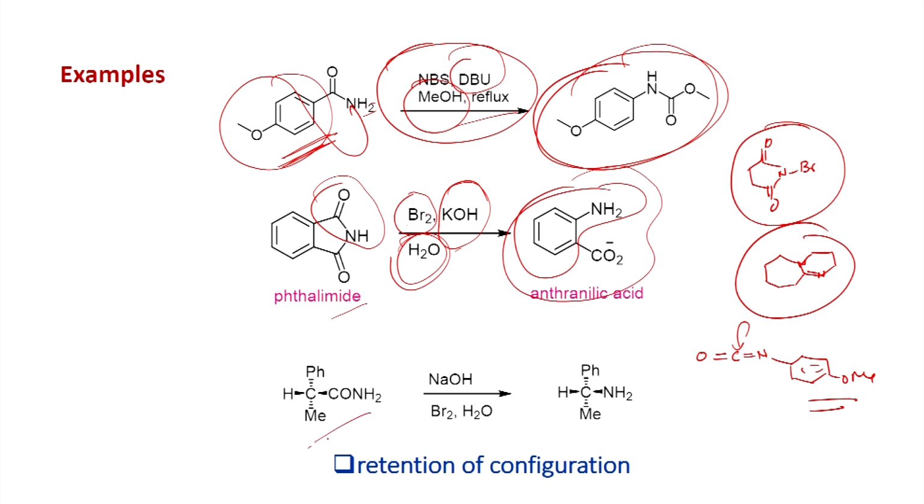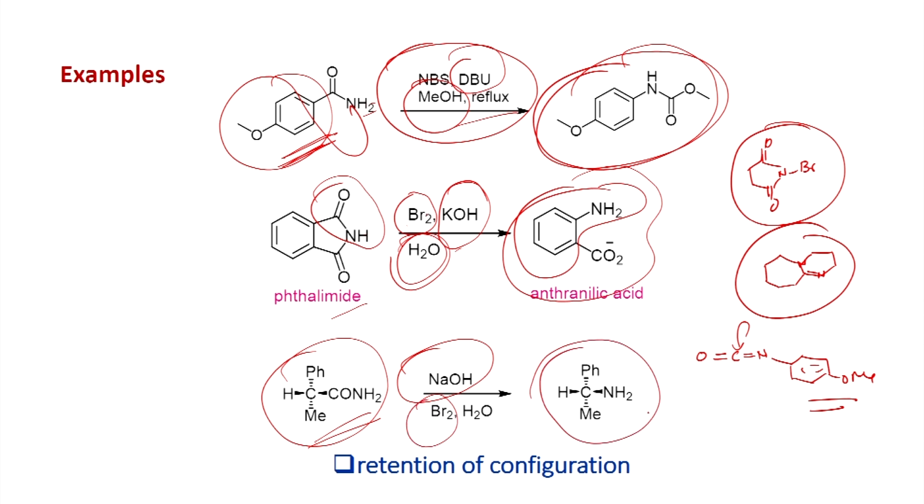Now, let us look at this amide. It has a chiral center. When you react this optically active one with aqueous sodium hydroxide in the presence of bromine, you will be able to form this amine with retention of configuration. As you can see here, the chiral center is intact under these conditions. So, just rearrangement takes place and this undergoes migration, and you will be able to get this amine as the product.